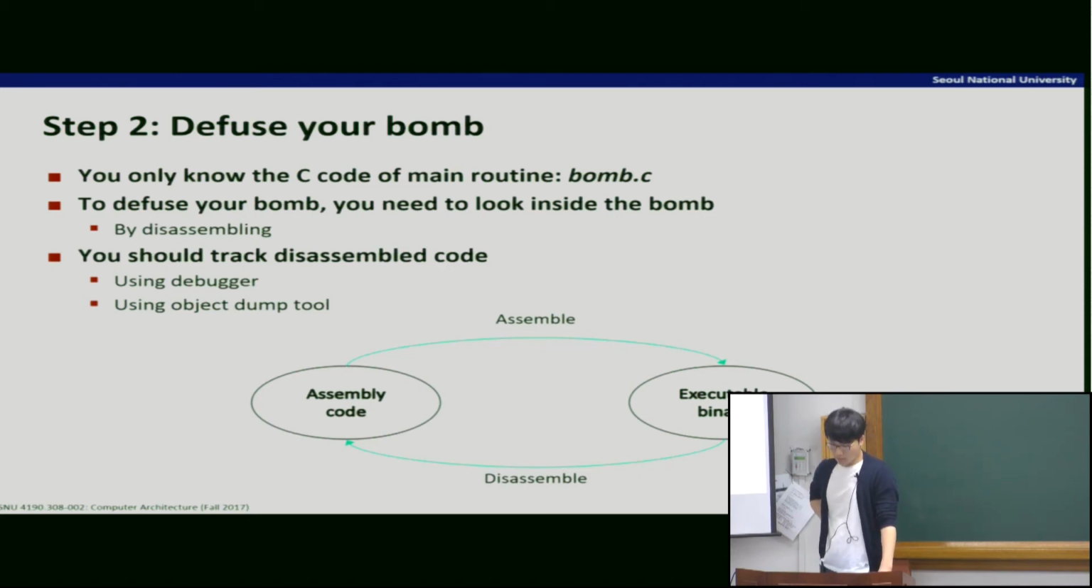You can see only the main routine file, bomb.c, to help you understand the whole picture. To defuse your bomb, you need to look inside the bomb by disassembling, which translates the executable binary to assembly code. You can track this assembled code using a debugger or the objdump tool.